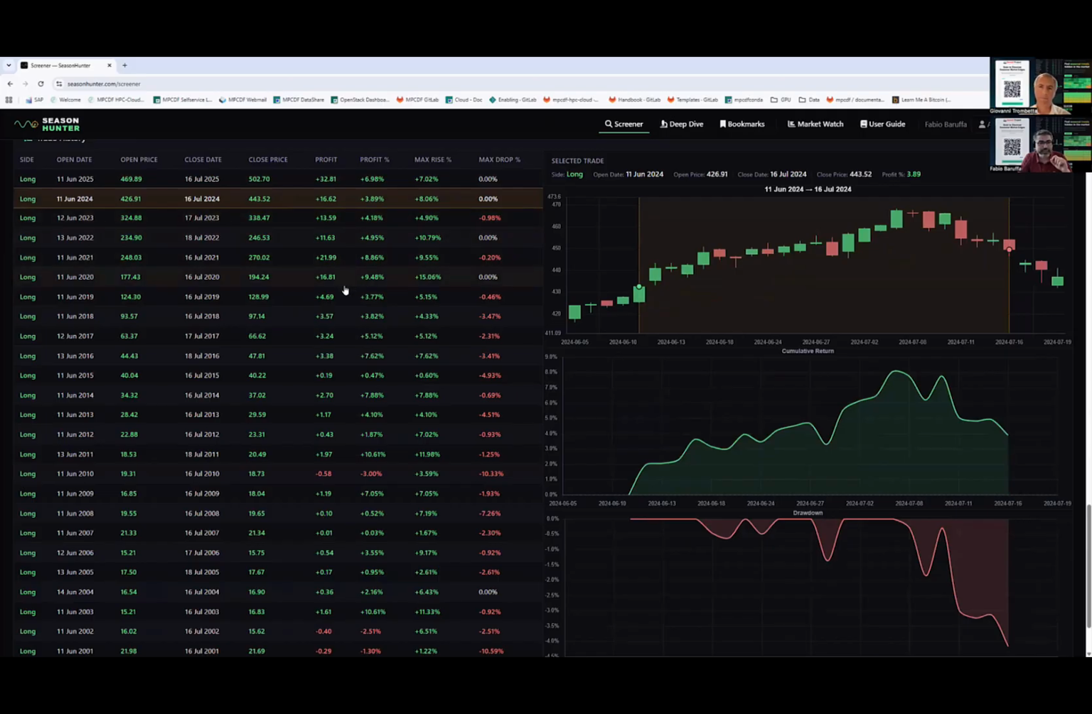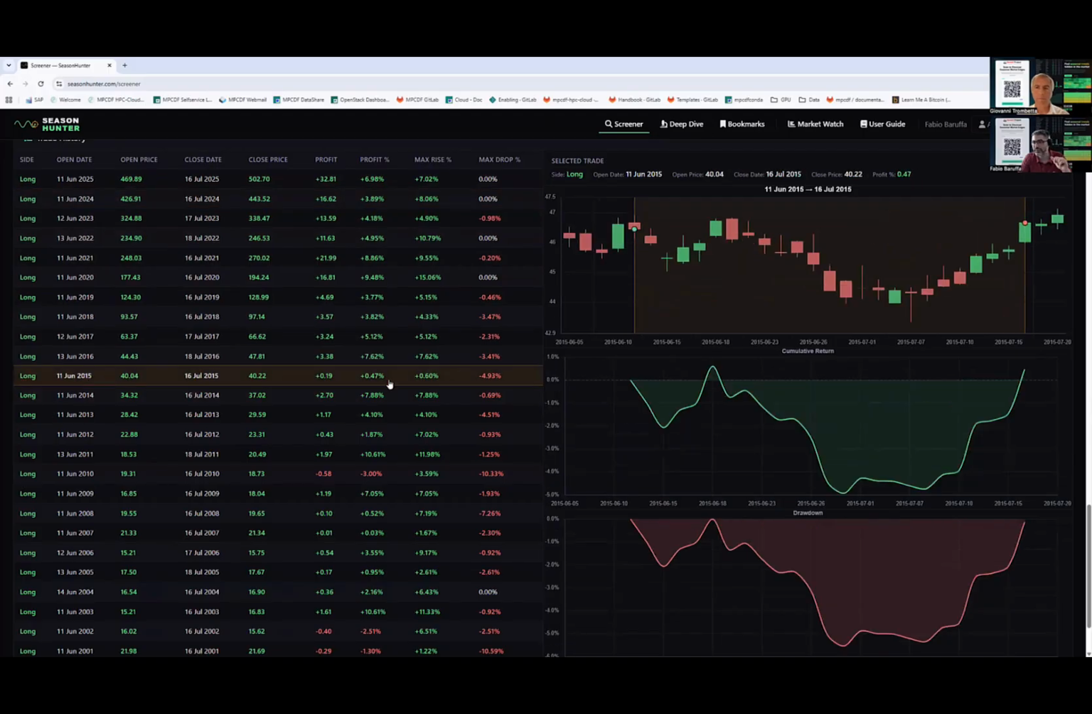Yes, exactly. And also, coming back to options, if you think about this trade, the trade of 2025, actually it moved very, very little, 0.47%. If you buy the stock and then you sell after 35 days and you get 0.5%, it's within the slippage. It wouldn't be that much.